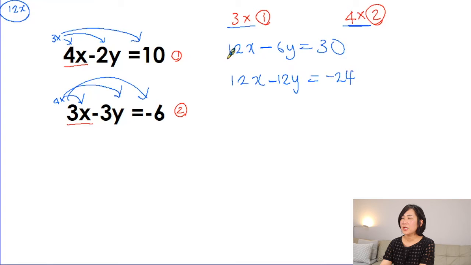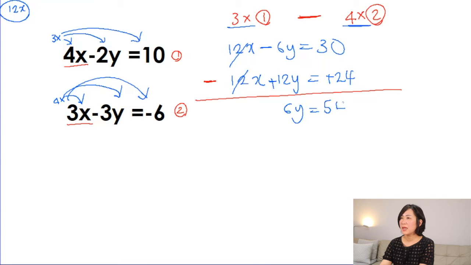Then have a look at it. To remove the 12x, we can take them away, right? So to eliminate the 12x, take away the equation, then cancel it. Then a minus gives a plus, so 6y, minus minus, put them together. So that's 54. So your y makes 9.